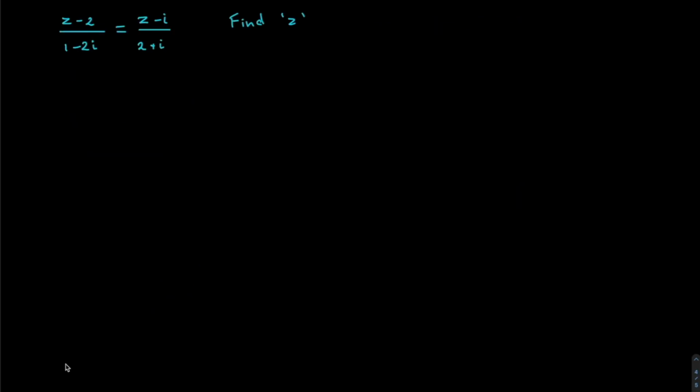All right, let's look at this question. So similar to the previous one, we have to find the value of z, right? So what we'll do is we'll get rid of the denominator. How we'll do that, we'll just multiply and shift them to the other side. So we'll have z times 2 plus i is equal to z minus i times 1 minus 2i. Okay, now let's open this up.